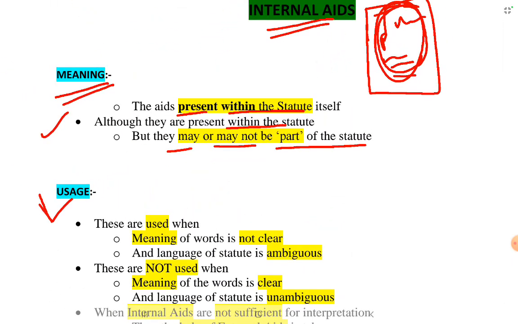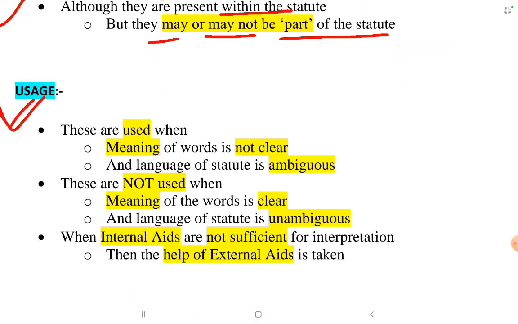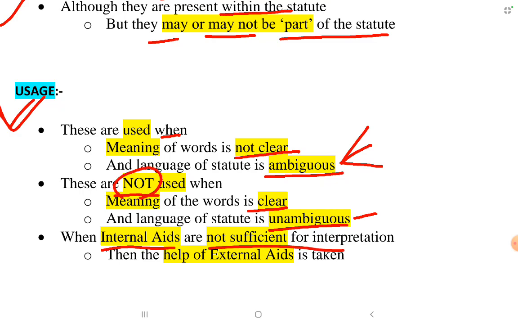Now we will see the usage of aids. These are used when the meaning of words is not clear and the language of the statute is ambiguous. That is, when the meaning is not clear and the language of the statute is ambiguous, that is, it is having more than one meaning, then internal aids are used. These are not used when the meaning of words is clear and the language of the statute is unambiguous. That is, it is having only one meaning. In that condition, aids are not used. When internal aids are not sufficient for interpretation, then the help of external aids is taken.